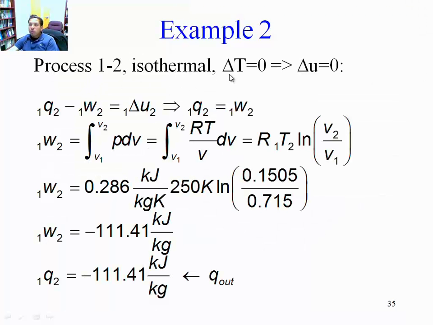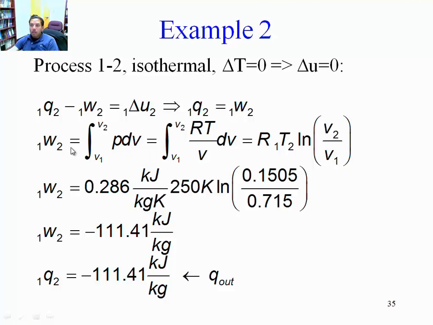The process from 1 to 2 is an isothermal process. In ideal gases, an isothermal process means the energy change is equal to 0. So Q from 1 to 2 is equal to W from 1 to 2. That way we can calculate the heat: if we calculate one, we have the other. Let's calculate the work. We know that the process is isothermal.